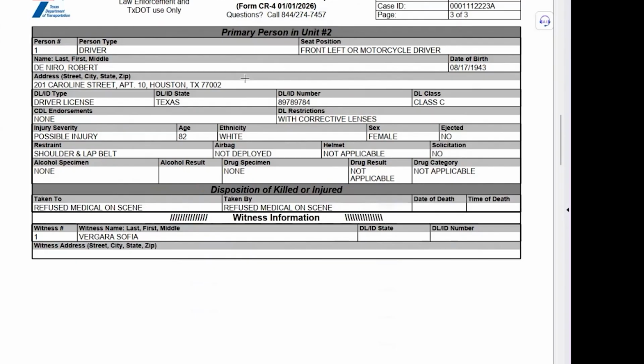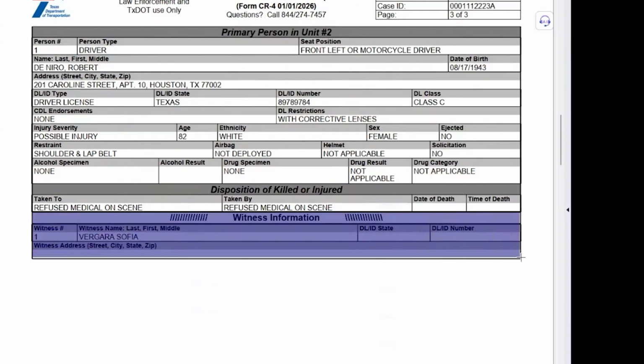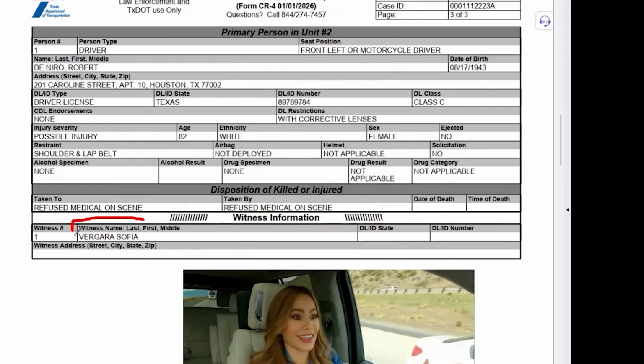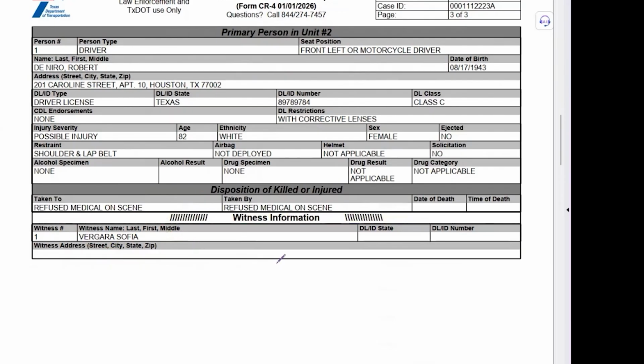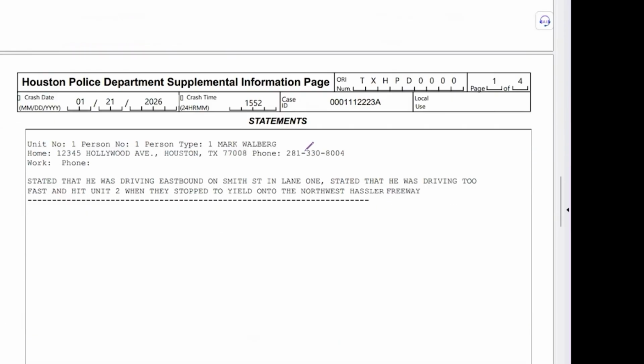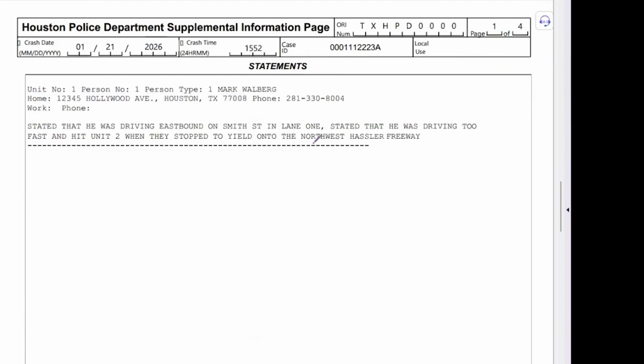Okay, below that, the last section here is we've got witness information. Sometimes there are no witnesses, in which case this would be blank. In this case, there was a witness. Our witness was none other than Sofia Vergara, name you may recognize. Miss Vergara witnessed this crash and provided her information. Okay, next we're going to move into statements.